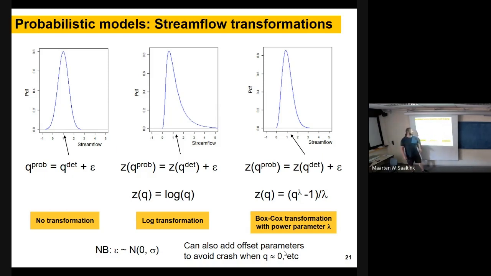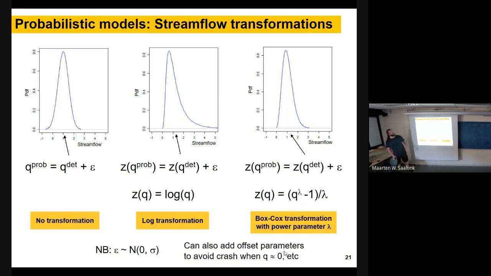The Box-Cox transformation, which is shown here, is a more general transformation. It has a parameter, lambda, and the nice thing about it is that if you set lambda to 1, you get no transformation. If you set lambda to 0, you get a log transformation in the limit, and you can also pick lambda, say 0.5, in which case you'll have a square root transformation. So you control the strength of the transformation. It's quite a convenient approach. And you can also put a few more bells and whistles. You can put in some offsets to avoid dealing with zero flows and so forth.